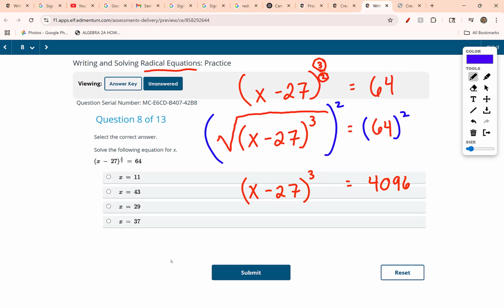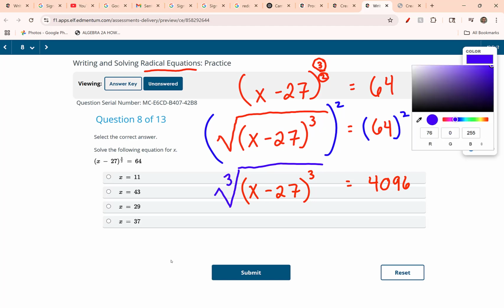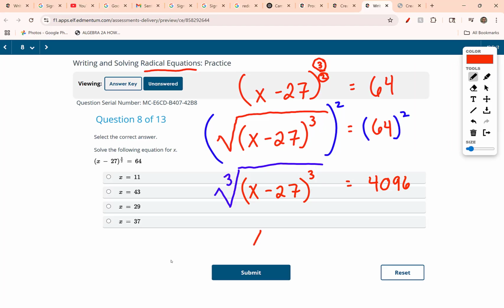And then our next step to make this a lot easier is let's get rid of this exponent. What's the opposite of raising something to the third power? Well, it's taking the cube root. This is a weird problem. So we squared a square root, and now we're taking the cube root of a cube. Because taking the cube root of x minus 27 to the third power is just going to leave us with x minus 27 on the left side.